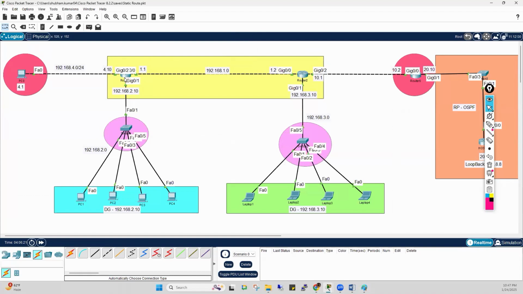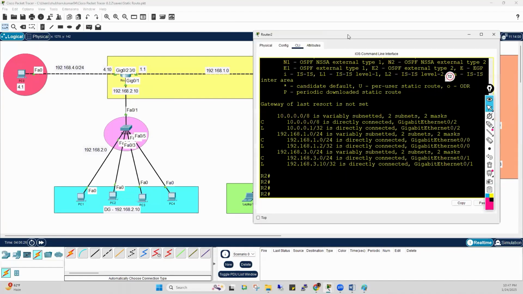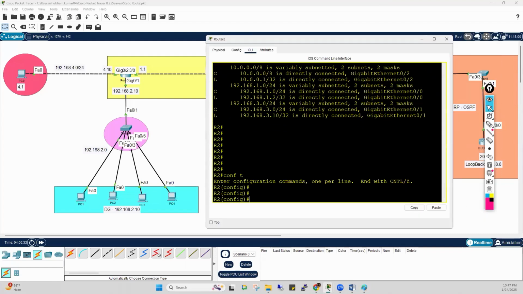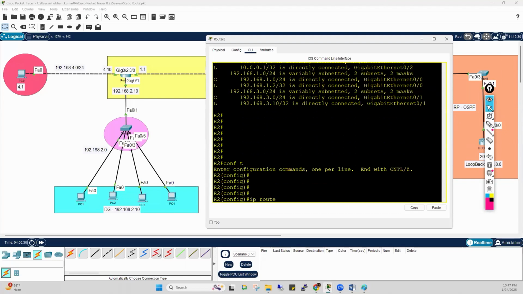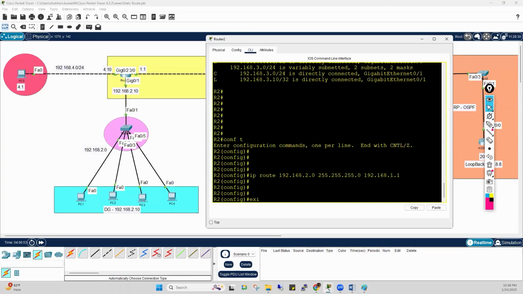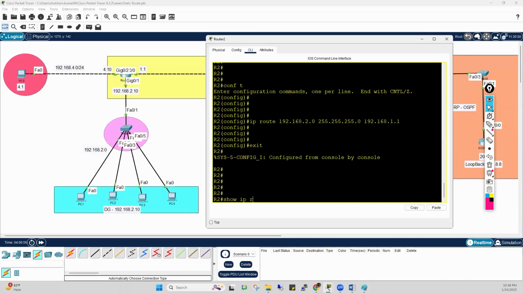The solution is, here you provided the 192.168.3.0 network information. Similarly, here you need to provide it the same way, guys. This router doesn't know the 192.168.2.0 network. So here I go into global configuration mode. I am writing IP route 192.168.2.0 255.255.255.0, and then what is the next hop? 192.168.1.1. I provide it here, guys. Now see, show IP route.